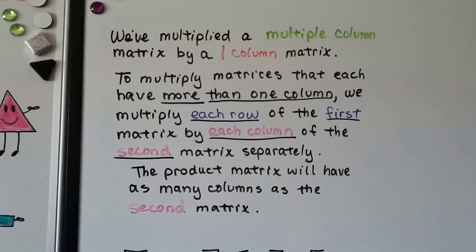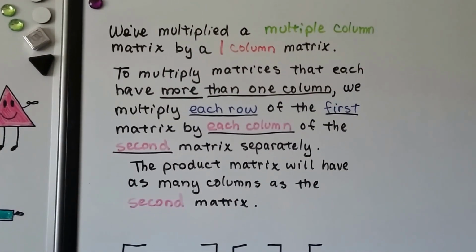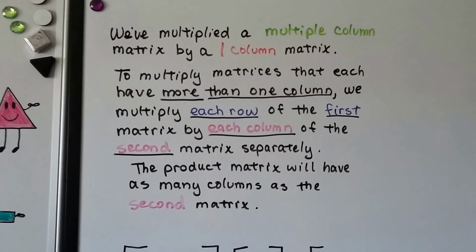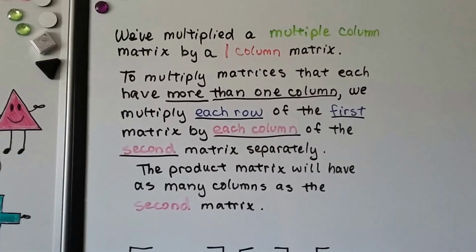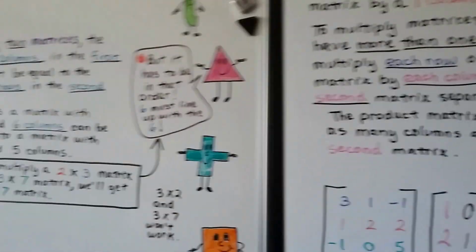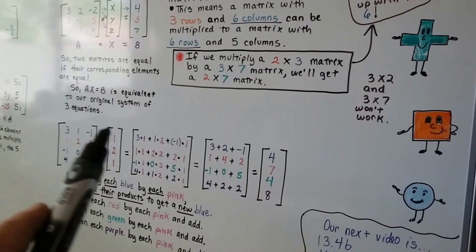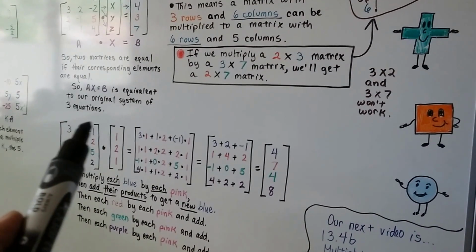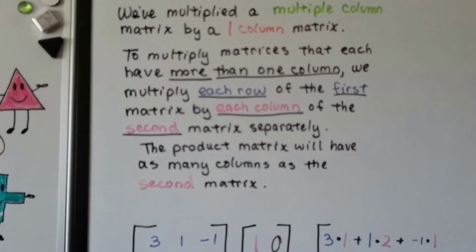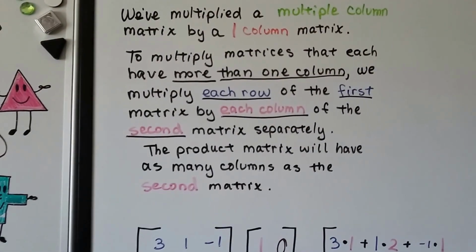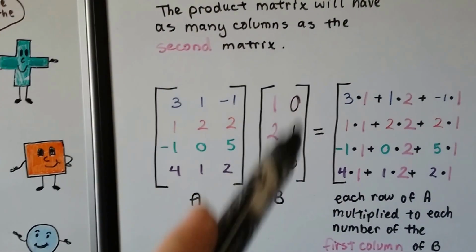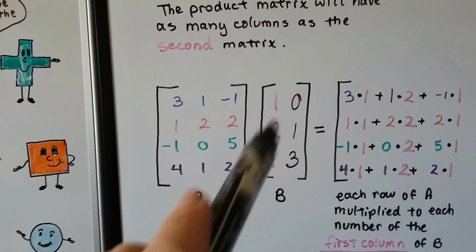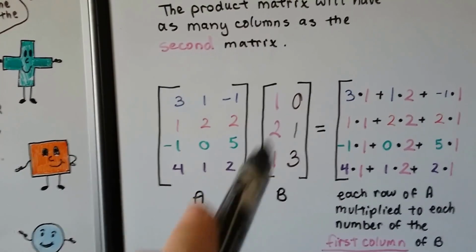To multiply matrices that have more than 1 column, we just multiply each row of the first matrix by each column of the second matrix separately. So we do the same thing we did with this one, where we were multiplying this one to this one. They each take turns going to each one, except now we just do it twice, okay? The product matrix will have as many columns as the second matrix. So here's our second matrix, B. We know our answer is going to have this many columns.